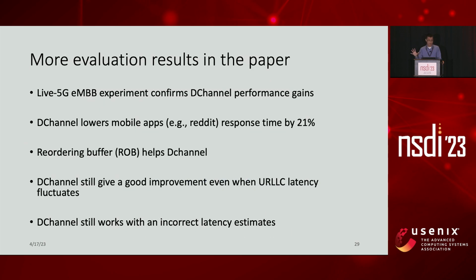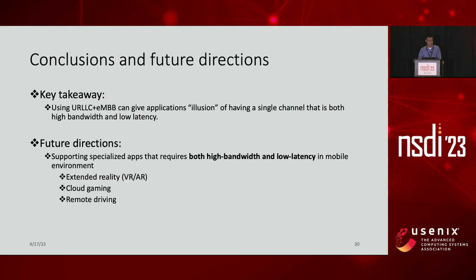There are more evaluation results in the paper. For example, we evaluate in the live 5G and confirm our performance gain. And also, DChannel lowers mobile application response time by around 21%. We also evaluate the reordering buffer and find that it actually helps DChannel. DChannel also gives improvement even when URLLC bandwidth fluctuates, and DChannel still works with incorrect latency estimates.